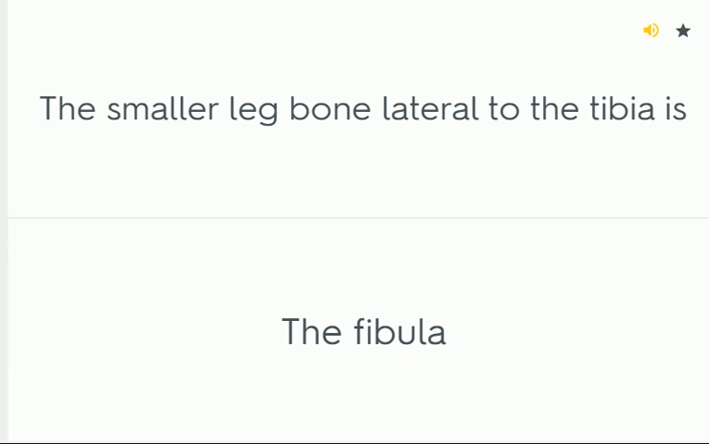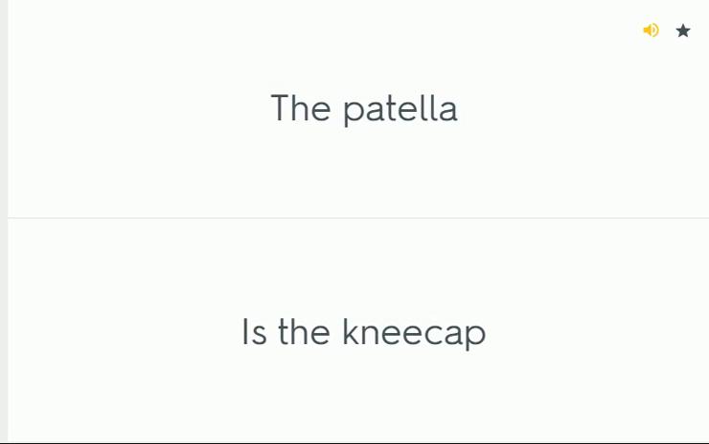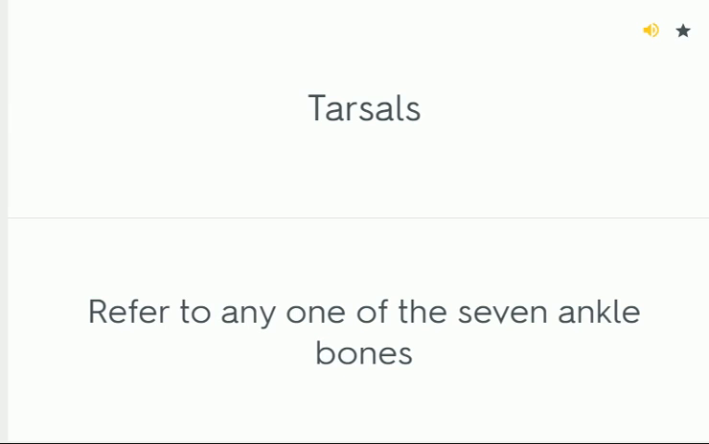The smaller leg bone lateral to the tibia is the fibula. The femur, the largest bone in the body, is the thigh bone. The patella is the kneecap. Tarsals refer to any one of the seven ankle bones.